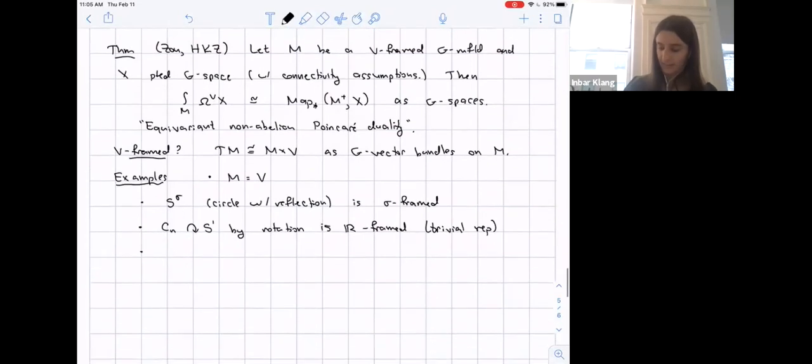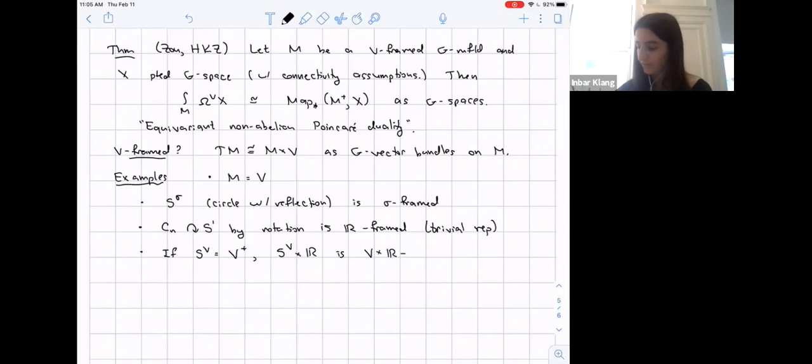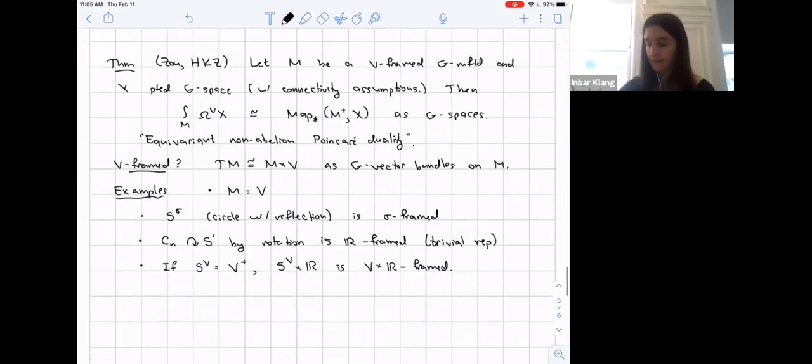And if we denote by S^V the sphere, which is the one-point compactification of the representation V, then S^V cross R is V cross R framed. So this is analogous to the fact that spheres are stably parallelizable. Most spheres are not parallelizable, but once we cross them with the real numbers, then that's parallelizable. So the same kind of phenomenon happens equivariantly for V spheres.